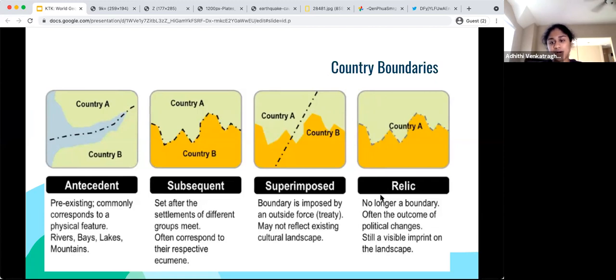There is also a relic, which is no longer a boundary after the outcome of political changes, but there is still a visible imprint on the landscape. So this would be after there is a boundary such as a subsequent boundary that is overshadowed by something else, and that subsequent boundary no longer stands between countries, and so it becomes a relic boundary.